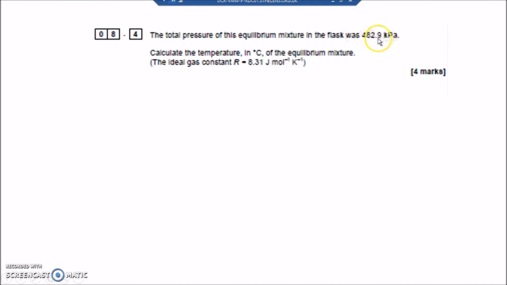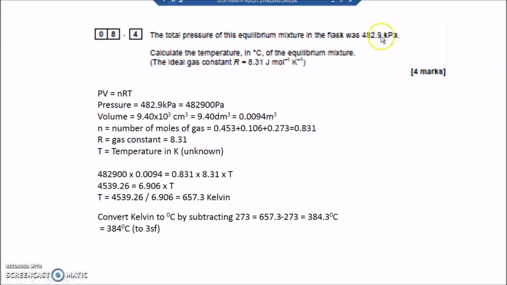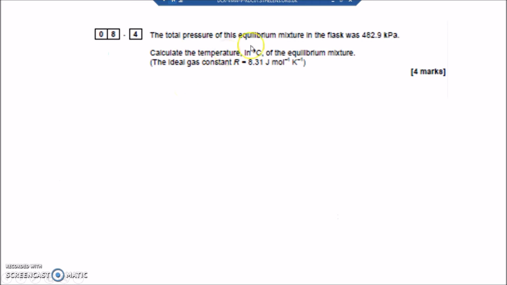Pressure here is in kilopascals. I want it in pascals. To turn a large unit into a smaller unit, I multiply by 1,000. So 482.9 kilopascals into the smaller unit of pascals, multiply by 1,000. So the pressure is 482,900 once I've multiplied it by 1,000 to get into pascals.